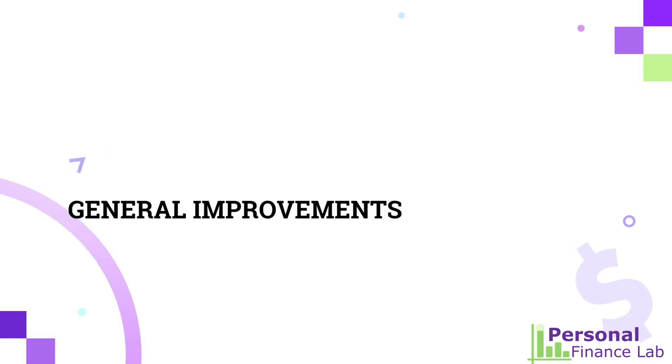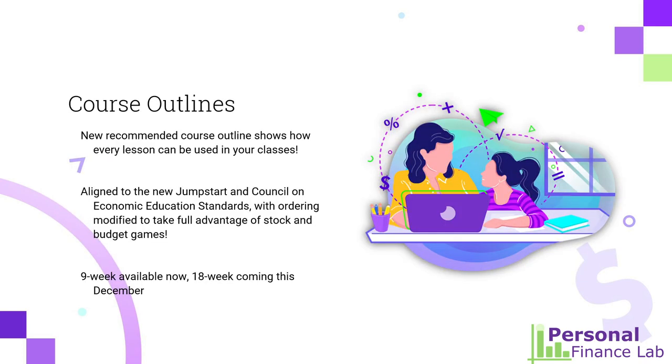So to get started with the general improvements, the first and foremost is our course outlines. At the beginning of this fall semester, we did release our first 9-week course outline. The course outlines basically break down the material that we have on PersonalFinanceLab.com, both our budget game and our stock game, along with the lessons in our curriculum library, into a recommended sequence that you can use over 9 weeks. We're also about to release our 18-week course outline, which does the same thing, but over a longer period, over a whole semester instead of just a quarter.